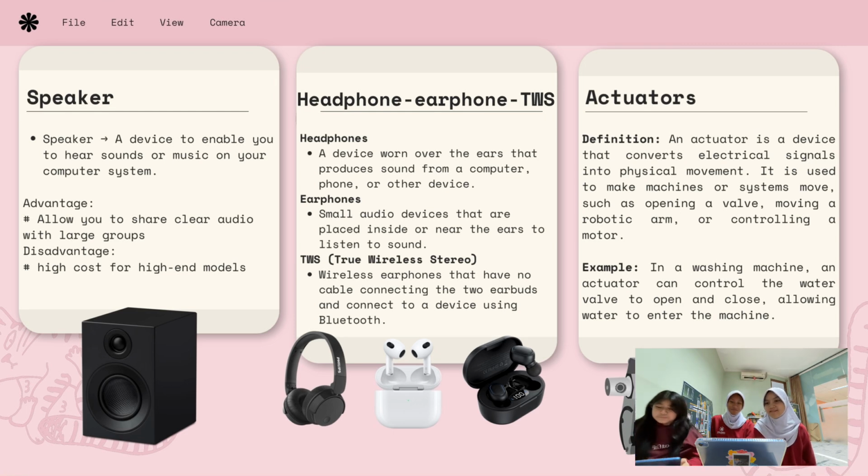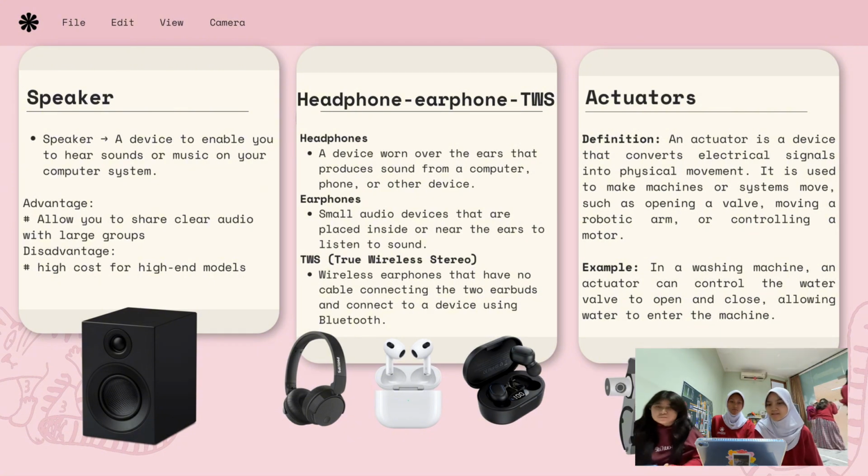Headphone, earphone, and TWS. A headphone is a device worn over the ears that produces sound from a computer, phone, or other device. Earphones are small audio devices that are placed inside or near the ears to listen to sound. TWS, or True Wireless Stereo, are wireless earphones that have no cable connecting the two earbuds and connect to a device using Bluetooth. And the last one is actuators.